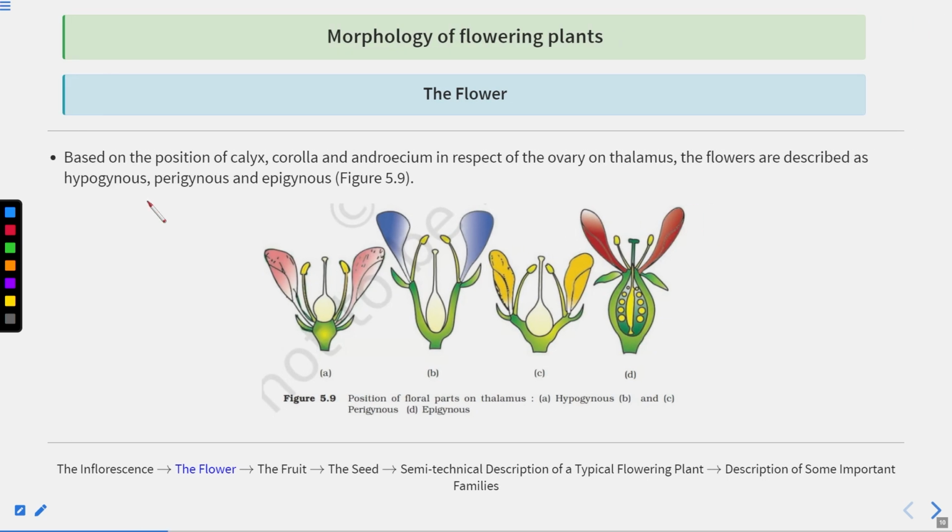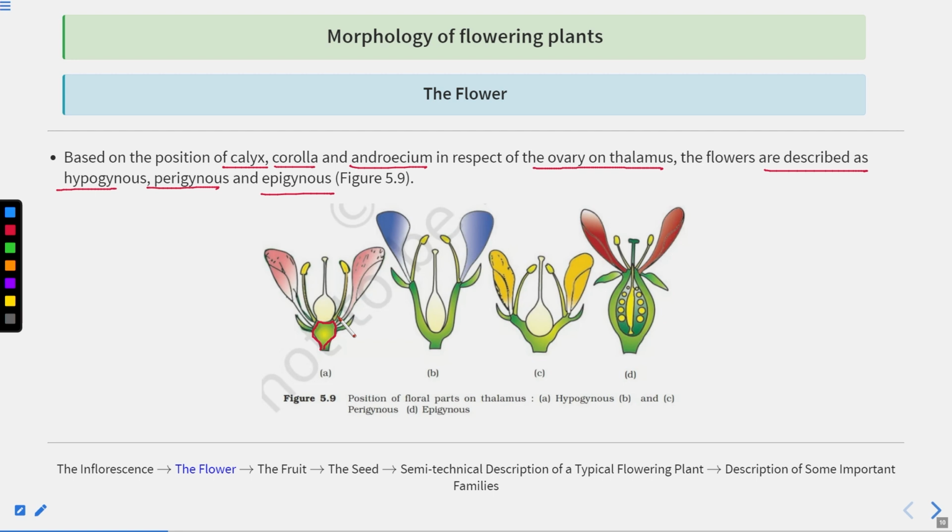Based on the position of the calyx, corolla, and androecium with respect to the ovary on the thalamus, the flowers are described as hypogynous, perigynous, and epigynous. So here you can see this is the thalamus of the flower.